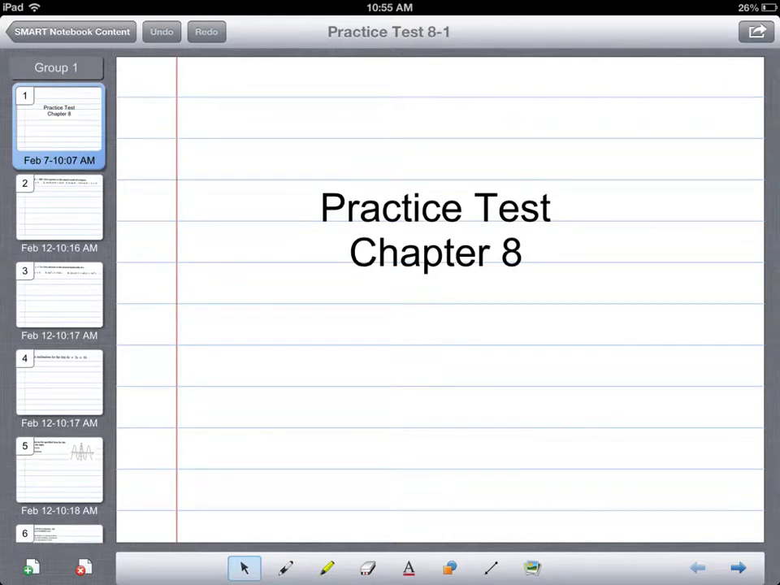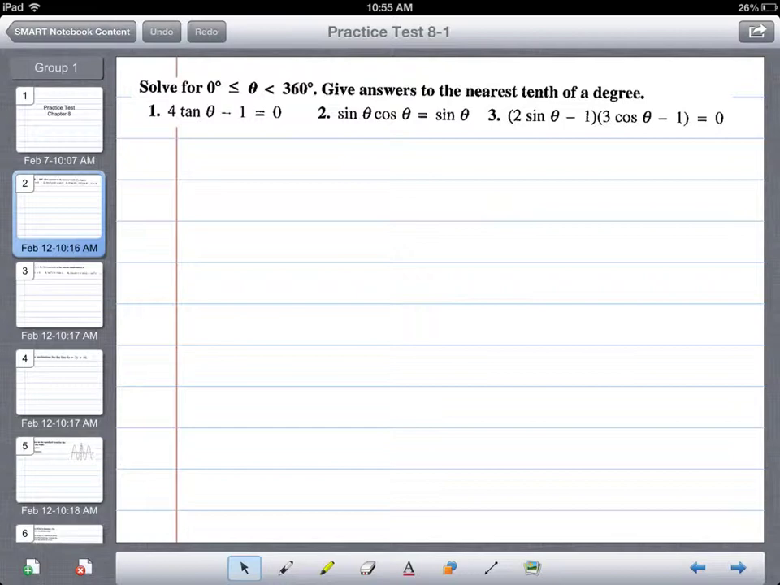So here is our chapter review, working on the practice test problems that I handed out to you in class. Okay, so solve for theta, where theta is between 0 and 360 degrees, and we need to round our answers to one decimal point. So when we're faced with equations, we need to go ahead and solve for the one function, in this case, number 1, tangent theta, and get that by itself first, just as if that were the variable. So I'm going to add 1 to both sides.